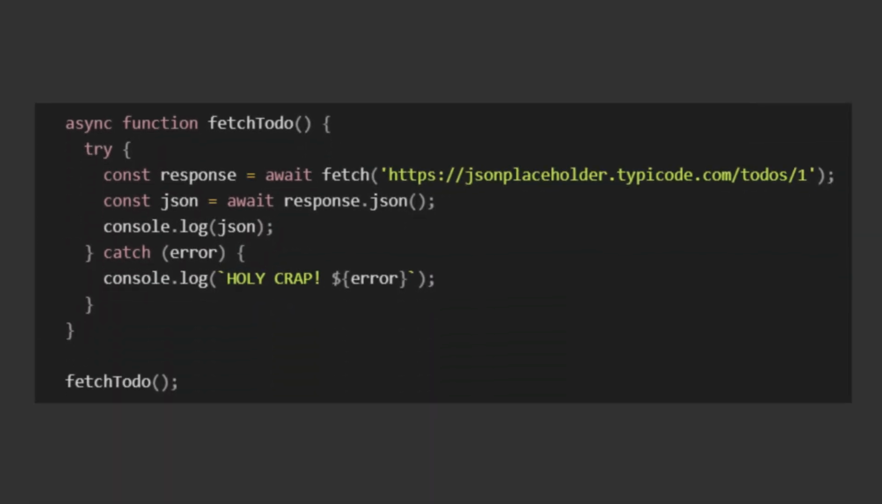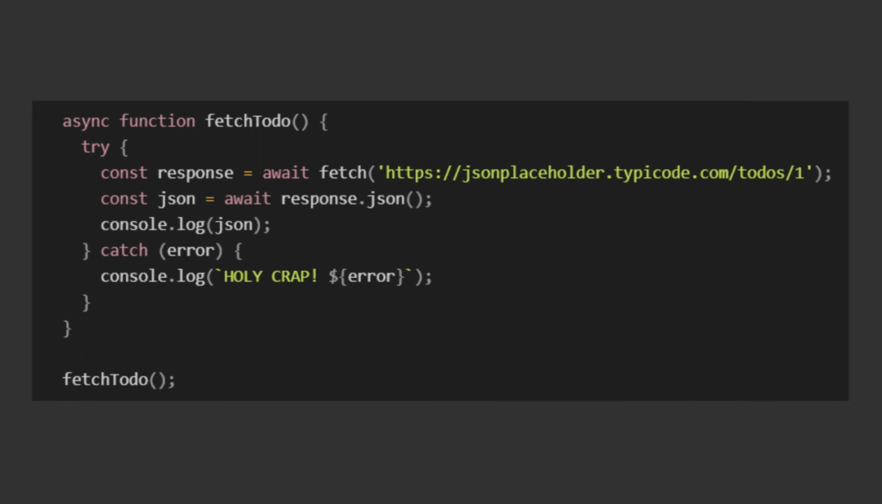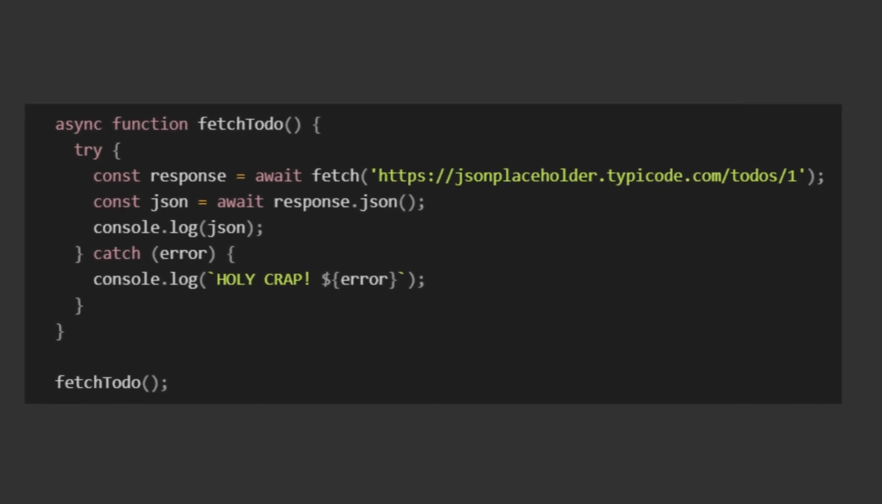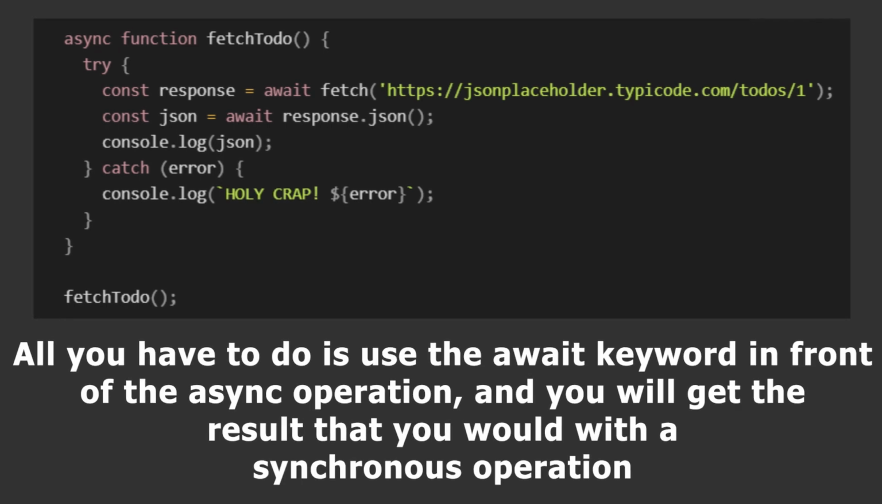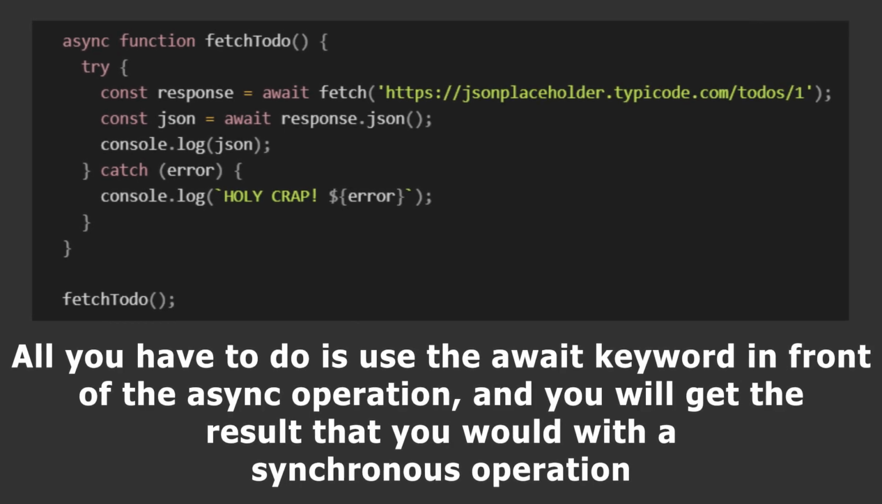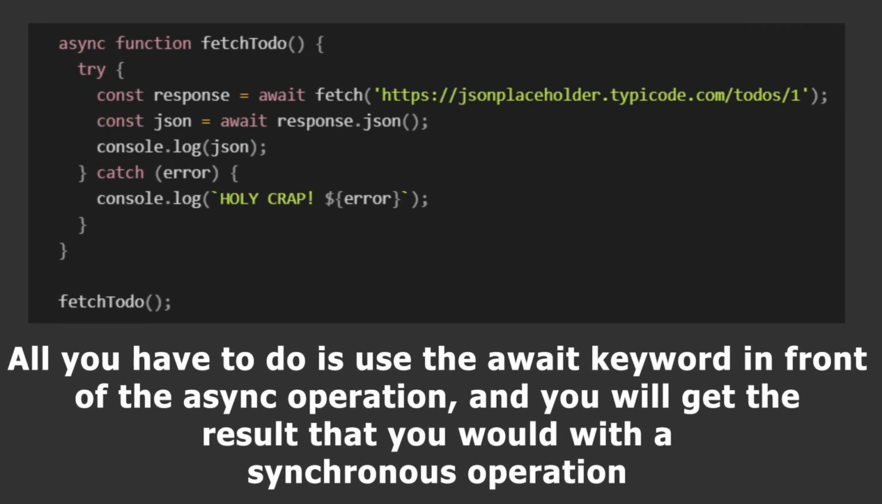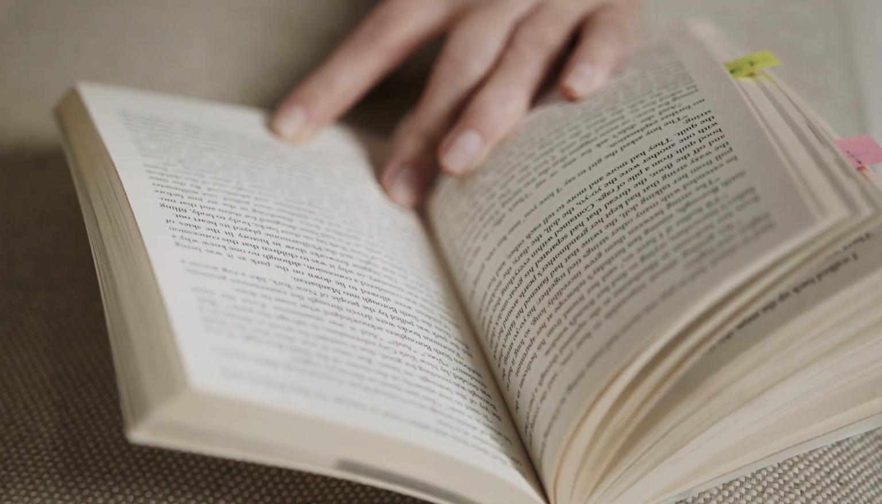With async await, you can write asynchronous code that looks and behaves like synchronous code. All you have to do is use the await keyword in front of the async operation, and you will get the same result that you would with a synchronous operation. It's like going from reading a book to watching a movie. Same story, different experience.